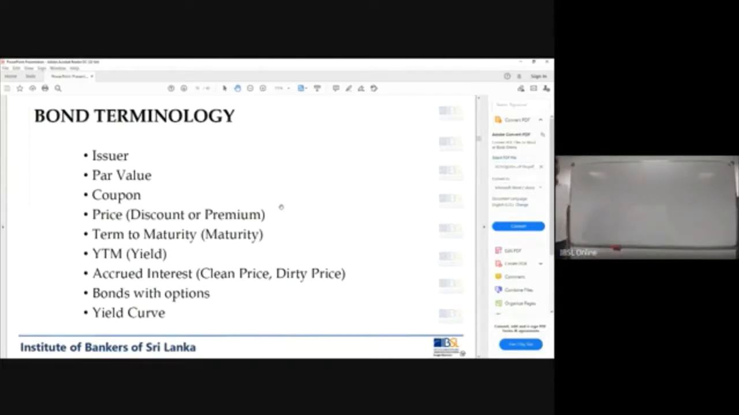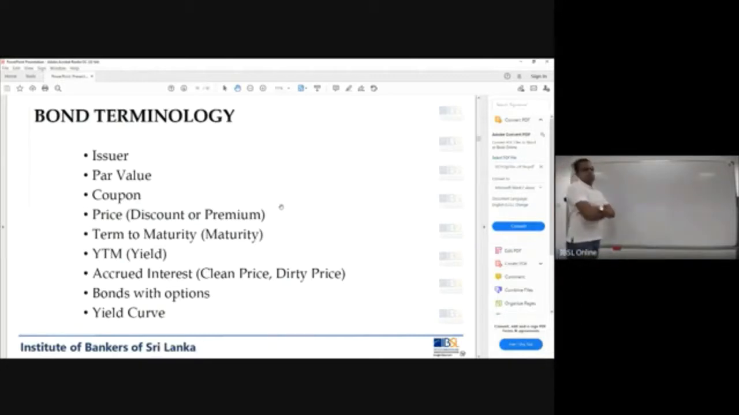Bond terminology. Issuer means the borrower. Par value, the value that you get when it matures. Coupon is the periodic payment. Price is how much you have to pay for the bond.